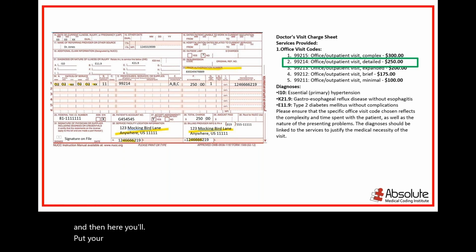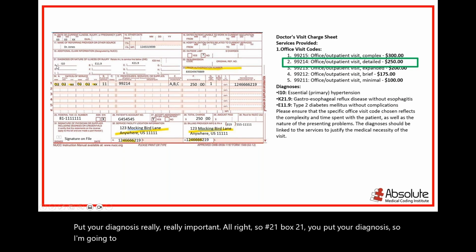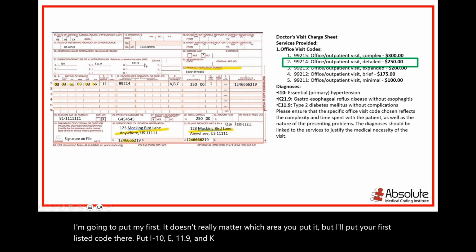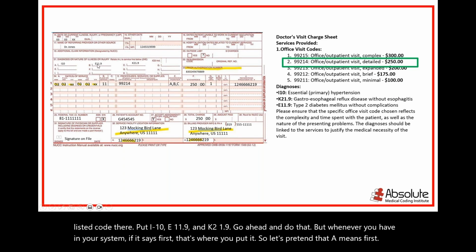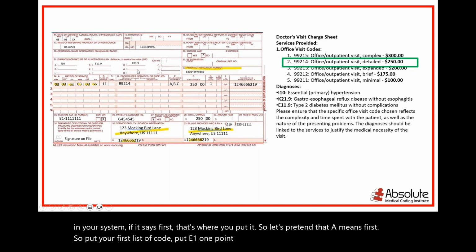Really, really important. All right, so number 21, box 21, you put your diagnoses. So I'm going to put my first, it doesn't really matter which area you put it, but I'll put your first listed code there. Put I-10, E11.9, and K21.9. Go ahead and do that. But whenever you have in your system, if it says first, that's where you put it. So let's pretend that A means first. So put your first listed code, put E11.9 and K21.9.